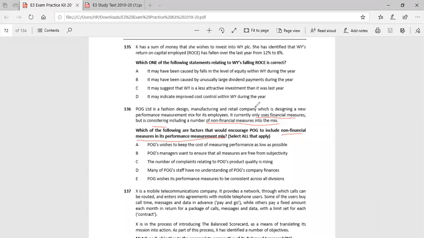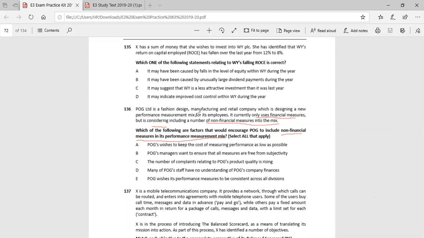Why do they want to consider non-financial? That is what you have to focus on, because there's not much content which is given. They are into fashion design, manufacturing and retail, a company which is designing a new performance measurement for its employees. It currently uses only financial but wants to consider non-financial. Which of the following are factors that would encourage POG to include non-financial?